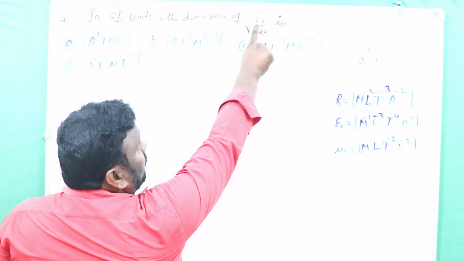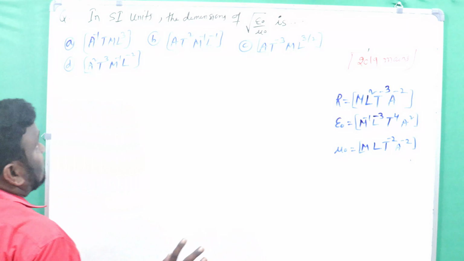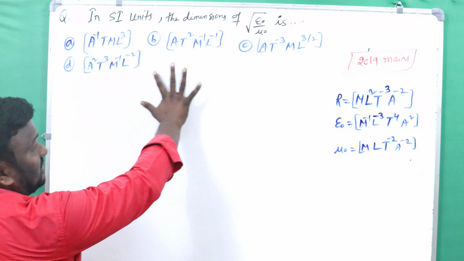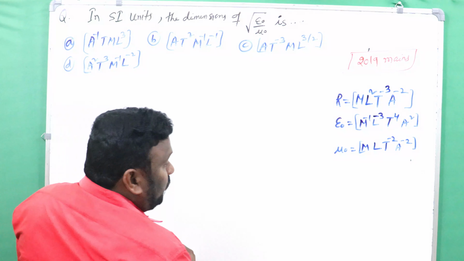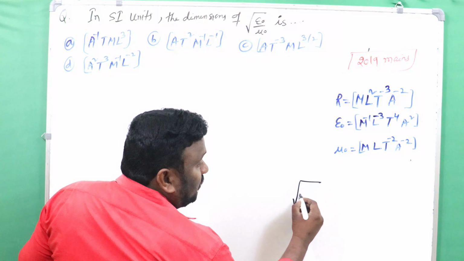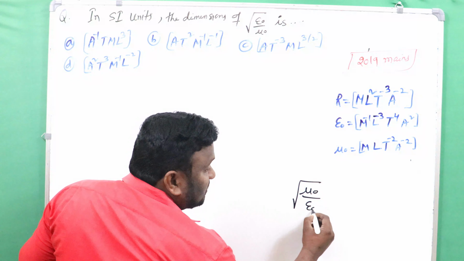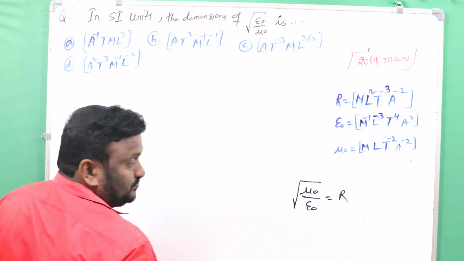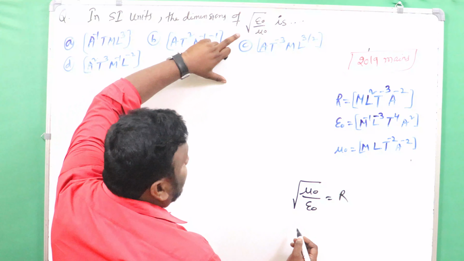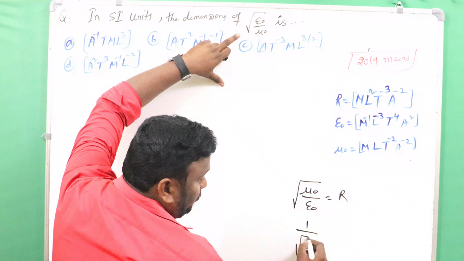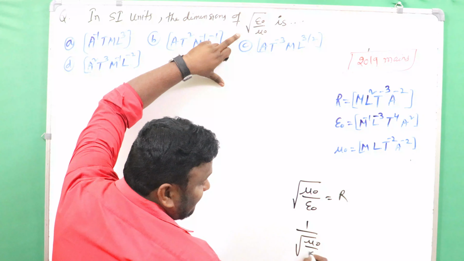In SI units, the dimensions of under root of epsilon naught by mu naught is dash. Options are given. Just now we discussed in the previous problem what it is: under root of mu naught by epsilon naught is R, which we proved. Now simply 1 by under root of mu naught epsilon naught we can write like this.